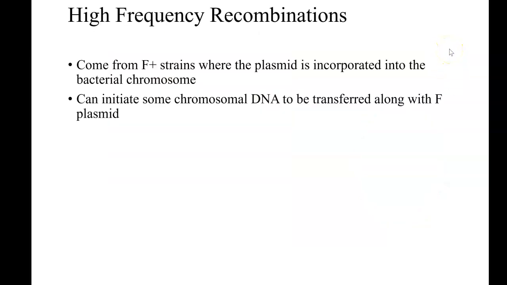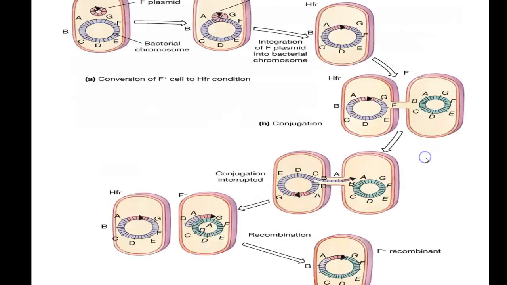So another thing that can happen is that the plasmid can actually incorporate itself into the chromosomal DNA. This is what we call a high frequency recombination, or HFR. Recombination means that we're combining DNA. So that plasmid is going to meld into the chromosomal DNA.